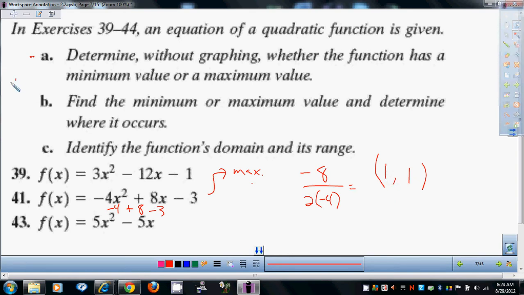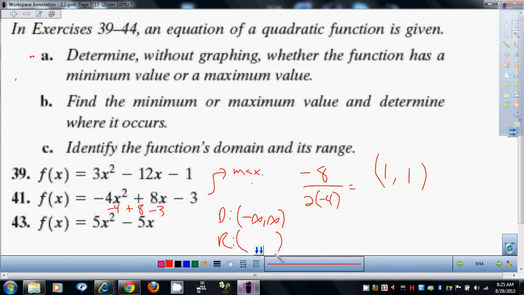Now, you don't have to graph these to figure out the domain and range. What's the domain going to be for every one of these? All real numbers. Negative infinity to positive infinity. That thing's just going to keep going. So every single one of these is going to have a domain of negative infinity to positive infinity.